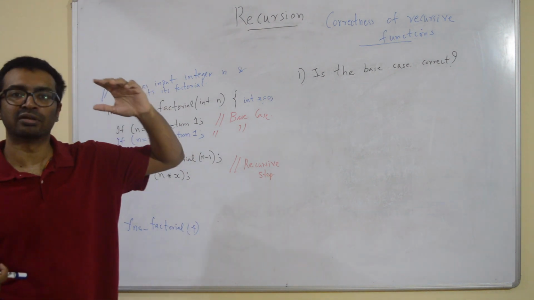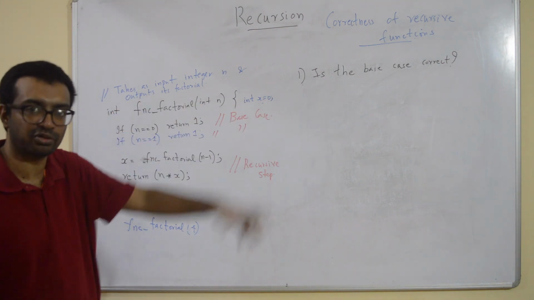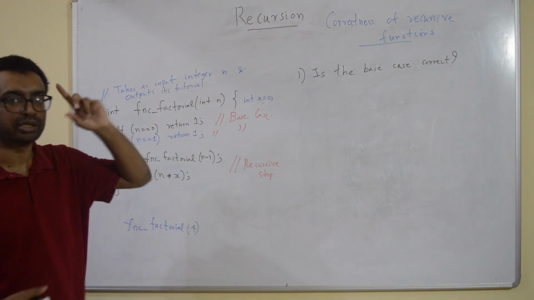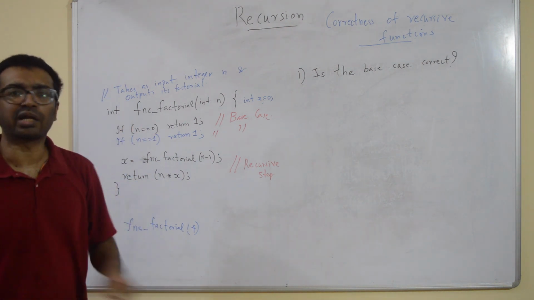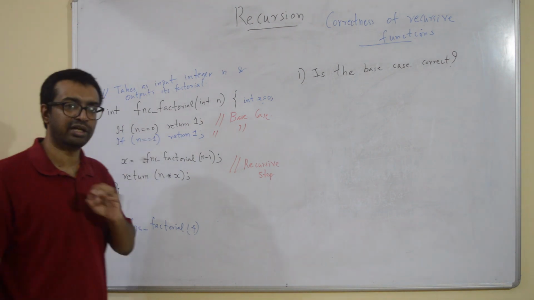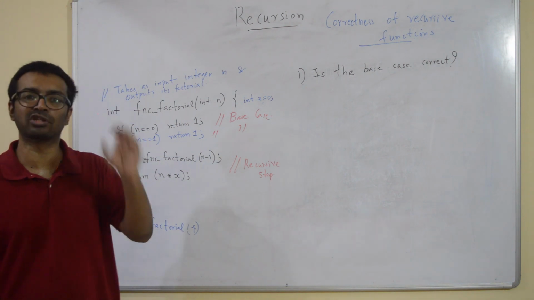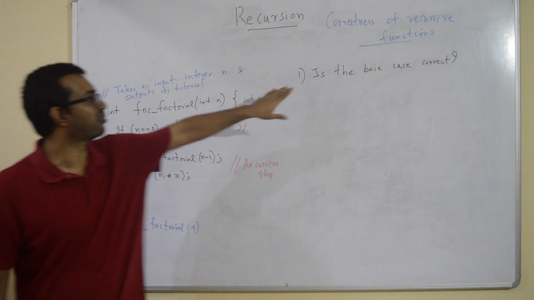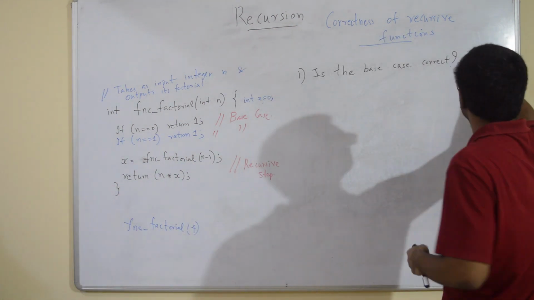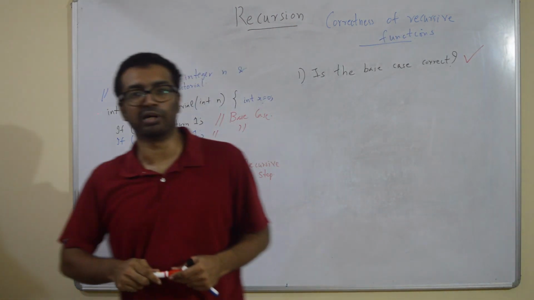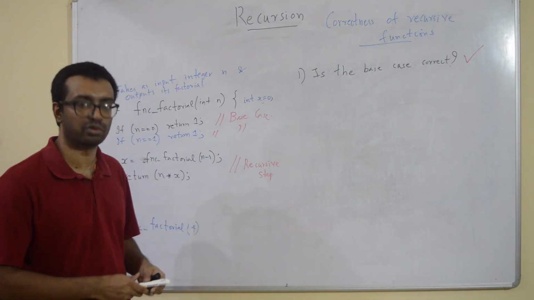What is the function doing? The function says it takes as input an integer and outputs its factorial, right? So you need to go back and think, what is the function doing? And is this function doing it correctly for the base case? For this base case, the input is 0. Is it correctly outputting? The return should be 0 factorial, and 0 factorial is 1. So therefore the base case is correct. I put a tick mark to indicate that the base case is correct. This is what you will have to do also.